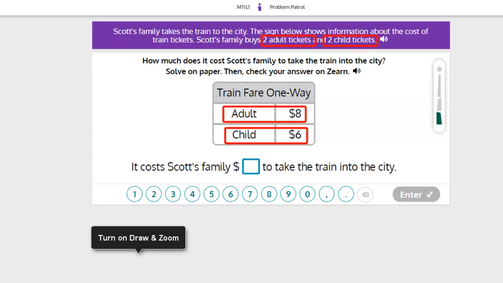In order to figure out how much money was spent for the entire family, we first need to know how much the adult tickets were and how much the child tickets were. Can you come up with an equation to help us solve for the amount of money it costs for the adult tickets? Great. We can use 2 times 8 to solve for the amount of money it costs for the adult tickets. What about the amount for the child tickets? What equation can we use to help us solve for the amount of money they spent on the child tickets? You got it. We can use the equation 2 times 6 to help us solve for the amount of money they spent on the child tickets. Go ahead and solve those 2 equations on your own.